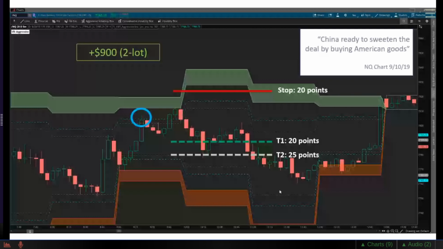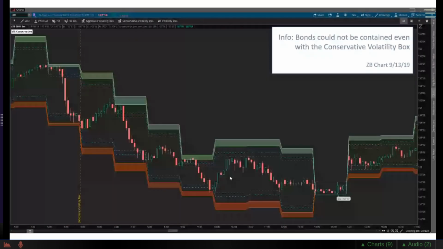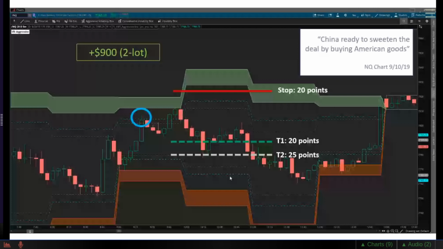Okay, so now I'll take a quick breather before I talk about this chart, because this is where you can use the volatility box for information. But any quick questions before we move on? No? All right, perfect. So now here we have a chart of the bonds, right?